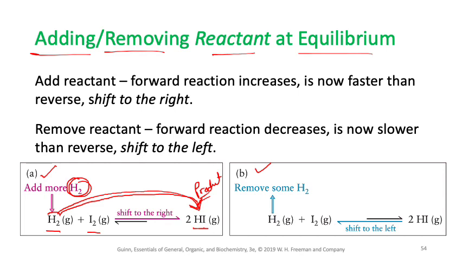Now let's try to do the second type of disturbance where we remove some of the reactant, in this case hydrogen gas. What's going to happen if I remove the hydrogen gas from the chemical reaction which is in equilibrium? So that means now the chemical reaction will see, okay, now I don't have enough hydrogen gas to remain in the chemical equation because somebody took the hydrogen gas out.